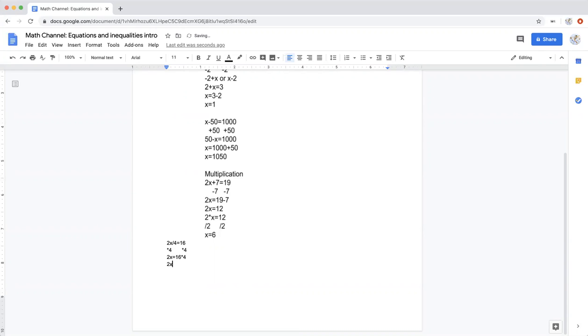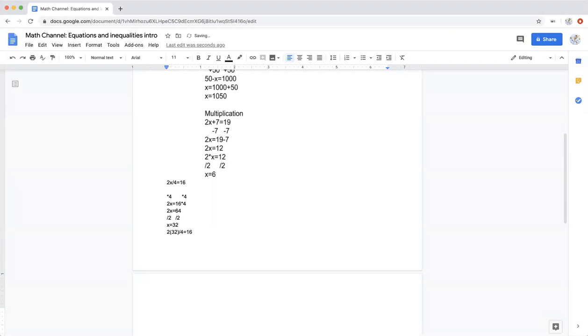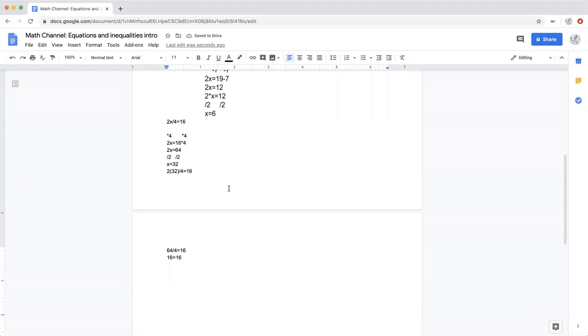2x is equal to 64. So now you would do the same thing that I mentioned in the previous problem. You would divide both sides by 2, since division is the opposite of multiplication. And you would come up with x is equal to 32. Let me just confirm this is correct. How can you confirm? You can substitute x into the equation as 32. 2 times 32 divided by 4 equals 16. So what is 2 times 32? It's 64. Divided by 4 is 16. 16 equals 16. So that shows that we got this answer correct, and we are done.